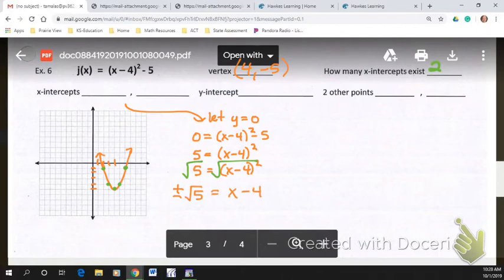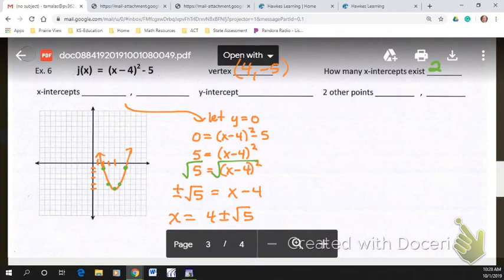The square and the square root cancel out. How do I get the x by itself? You add 4. Okay, take this minus 4, add a 4 to both sides. I end up with x being 4 plus or minus the square root of 5. Okay? Aren't you glad you didn't try and guess that one?